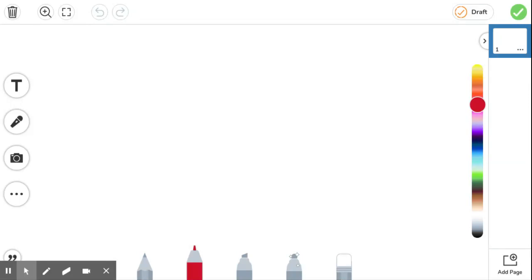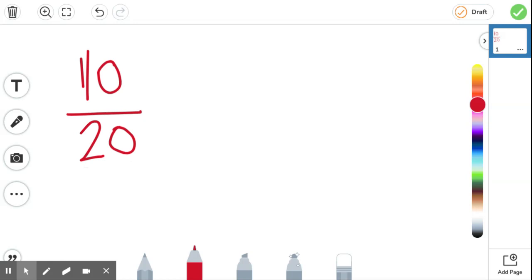Okay, so let's have a quick look at equivalent fractions and simplifying fractions. We can do this two ways. If we start with a fraction, for example, 10 out of 20, to simplify a fraction, we need to find a number that both the numerator, the top, and the denominator, the bottom, are divisible by. So we want to find a number that we can divide 10 by and 20 by.